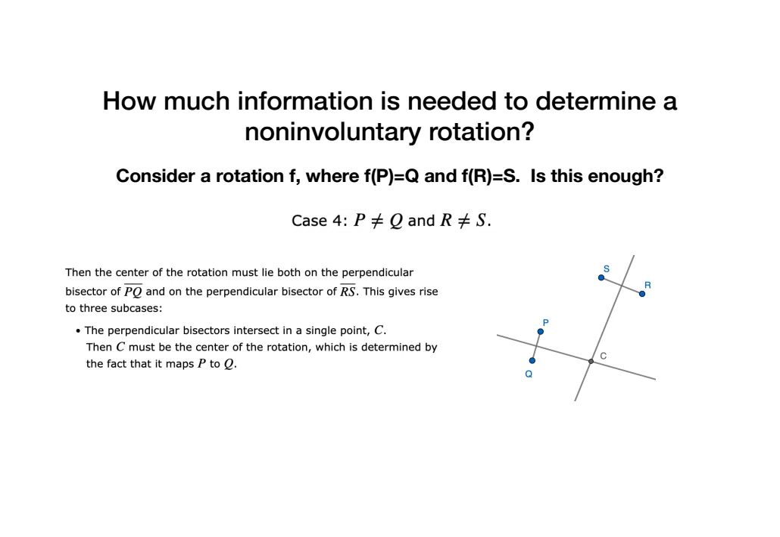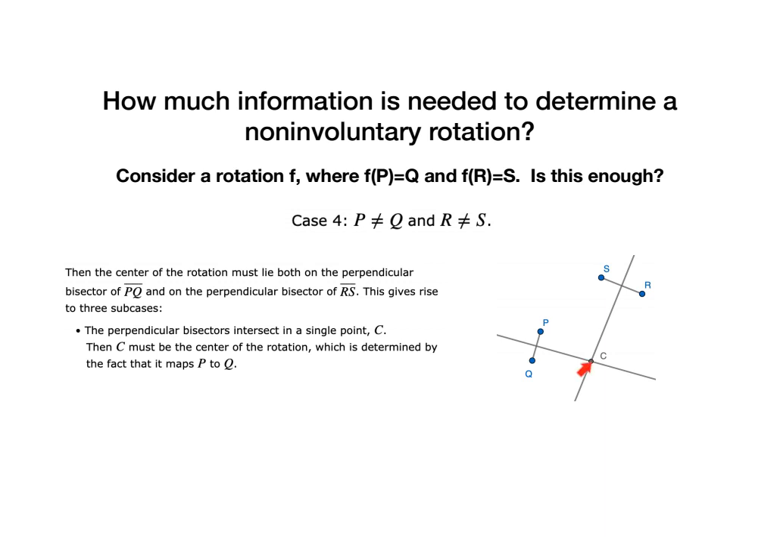Our fourth case is where P is not equal to Q and R is not equal to S. And I've drawn a picture for you over here. P is not equal to Q, R is not equal to S. Then the center of the rotation must lie both on the perpendicular bisector of PQ and on the perpendicular bisector of RS. This gives rise to 3 subcases. So let's just think for a second why that is.